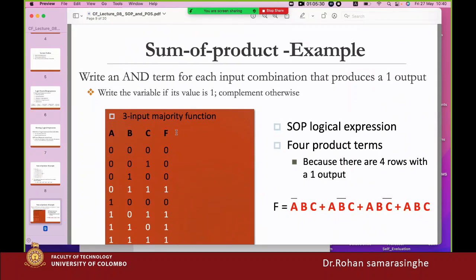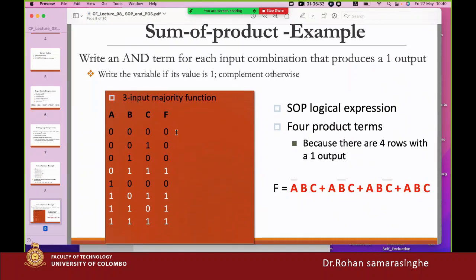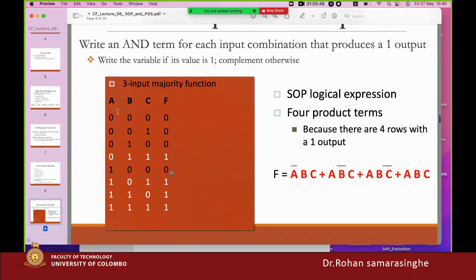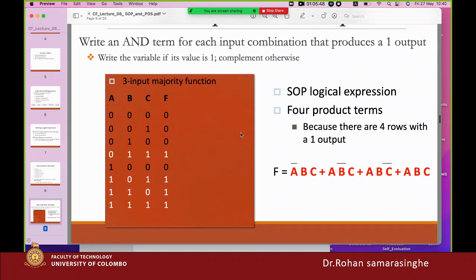And when you simplify the expression, you can get the sum of product. Write the AND term for each input combination that produces one output. So you can see, the SOP logical expression is this: A bar BC, then A B bar C, A B C bar, and A B C. This is called the sum of product.